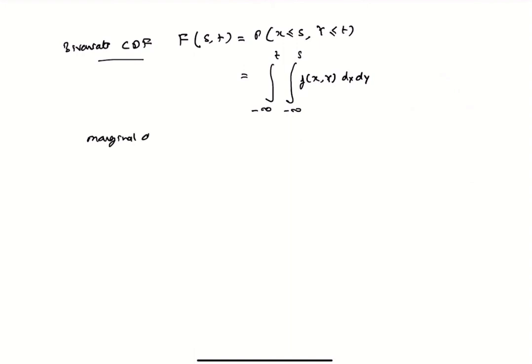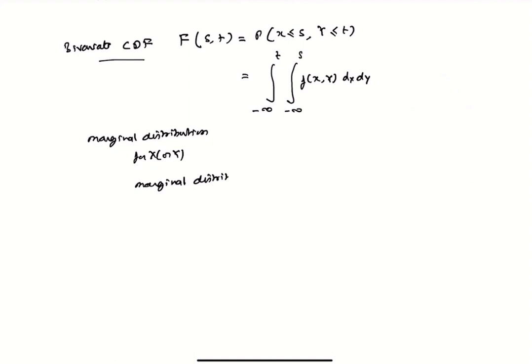Now this is a double integral, of course, and then there is the marginal distribution. You can calculate the marginal distribution of x or y. If you want the marginal distribution of x, for all the values of y, it is going to be the integral from negative infinity to infinity of fxy dy. Instead of summing, you are just taking the integrals.